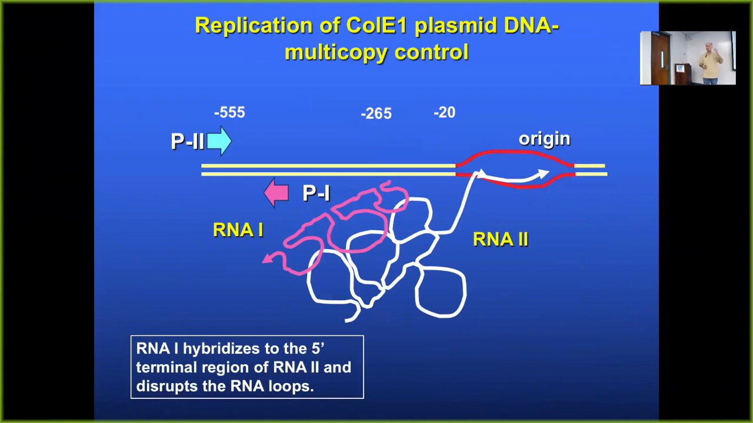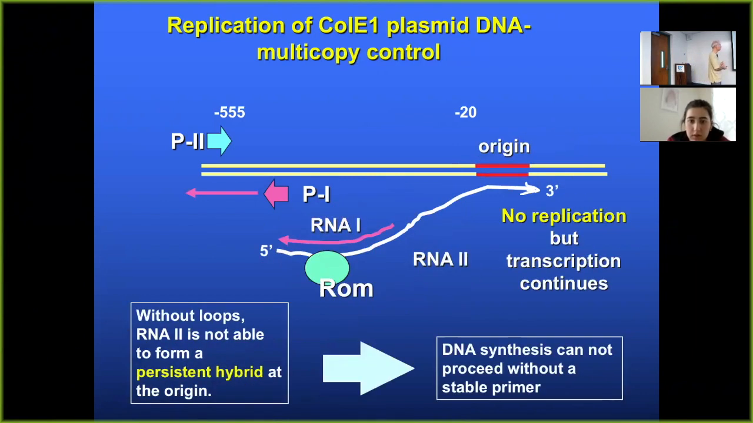So it was a beautiful scheme except for one little sticky detail here. The duplexes don't readily open up and hybridize with each other. You need the assistance of a protein to open them up so they can find each other and form a hybrid. And that protein is called ROM. ROM straightens out transcript 1 and transcript 2 so they can anneal with each other.